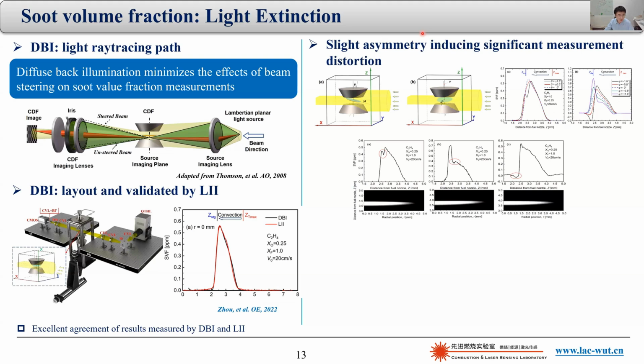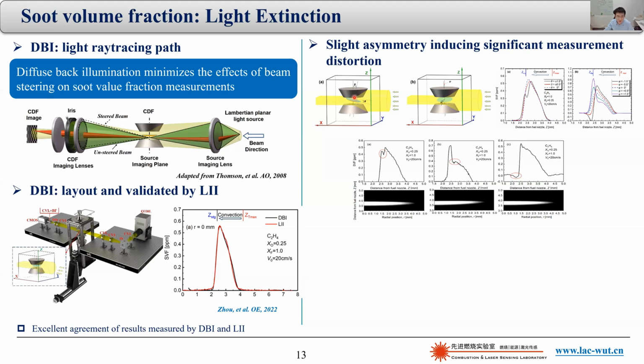DBI is also based on light extinction, by the way. In doing this light extinction method, we need to assume the flame to be axisymmetric, because we need to perform the Abel inversion to convert the measured line-of-sight integrated extinction to local values. Ideally, counterflow flames are axisymmetric, but the problem is that even a very slight misalignment between the two ladles can leave the flame slightly tilted.